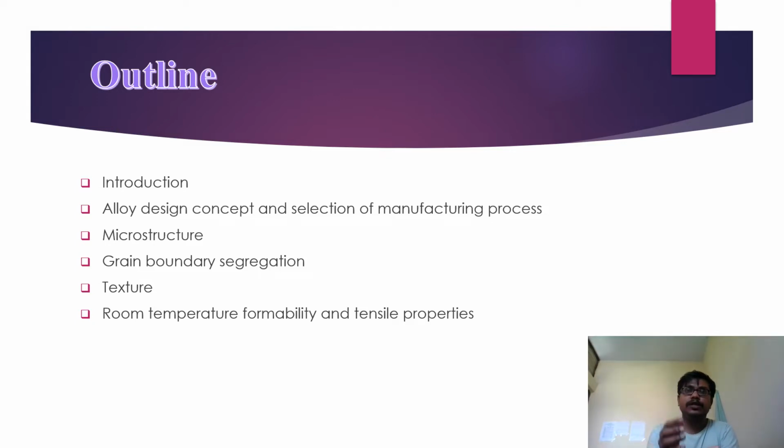processes, then what happens? A strong basal texture is formed in the magnesium alloy, due to which we are not able to achieve good formability. So we will be discussing how the texture has changed in the new alloy design concept that we are utilizing. And the next and the last, we will be discussing the room temperature formability and tensile properties. Let's move forward.